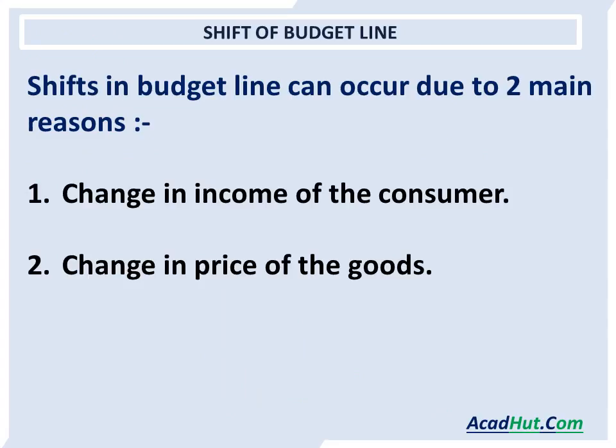Next, shift of budget line, which is another important topic. Shifts in budget line can occur due to two main reasons. If anyone asks you what are the two reasons for shift of budget line, these are the two reasons you should mention. One is change in income of the consumer. Second, change in price of the goods. And when we're talking about income, we're talking about real income, that is purchasing power.